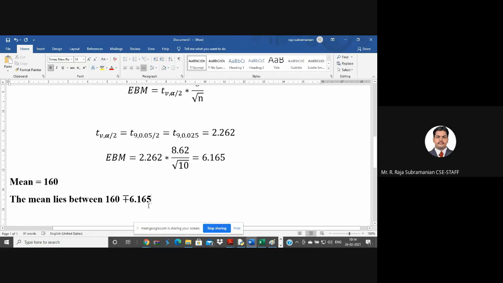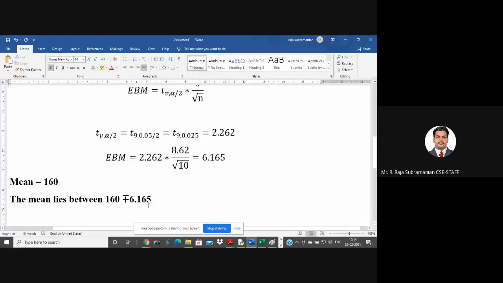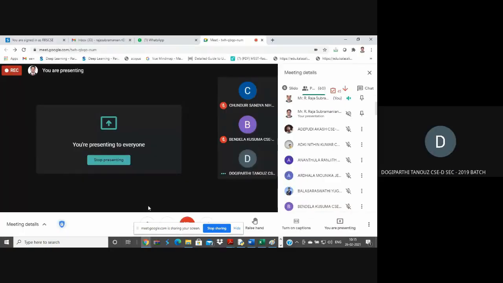Now in the question, if I ask whether the mean value is going to be 168, will you accept my hypothesis or reject my hypothesis? My mean value I'm saying is 168. Now will you accept my hypothesis or reject? Reject, sir. Great, that is the thing. And if my question says the mean value is going to be 150, do you accept my hypothesis or reject it? Reject, sir.